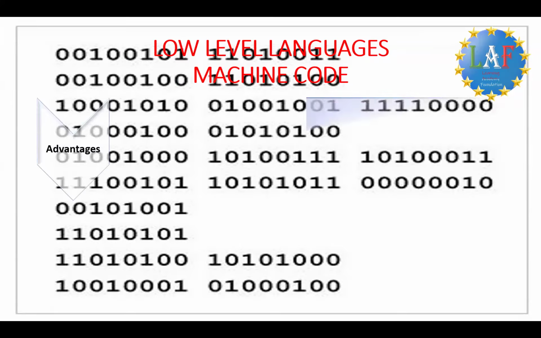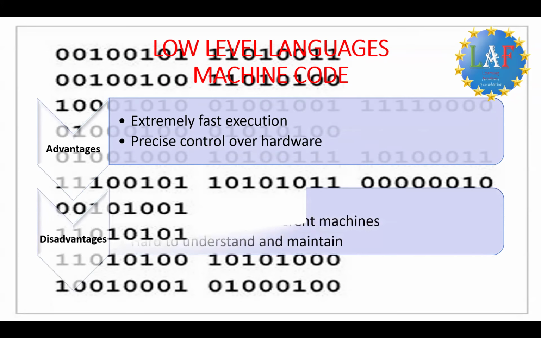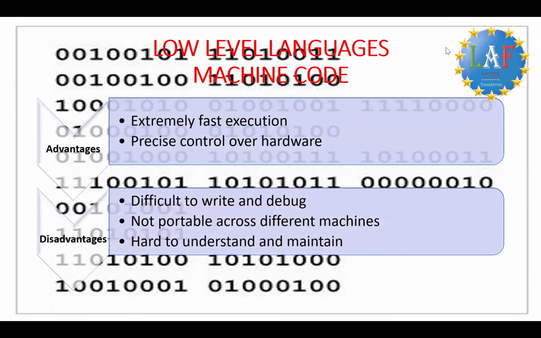Advantages of machine code are extremely fast execution and precise control over hardware. Disadvantages: difficult to write and debug, not portable across different machines, and hard to understand and maintain.